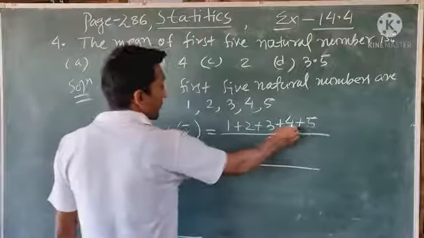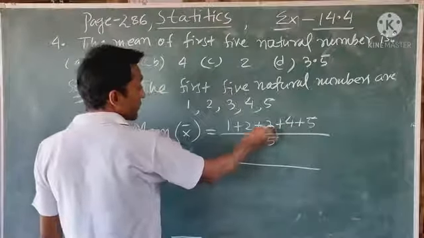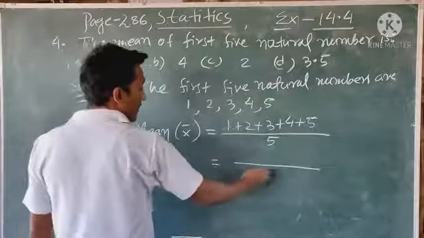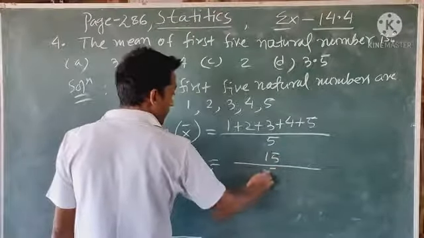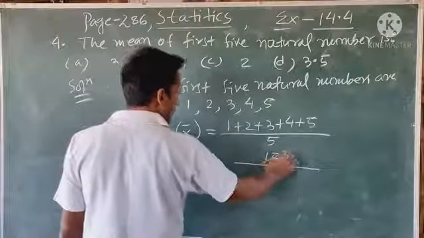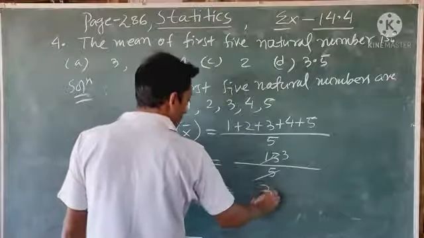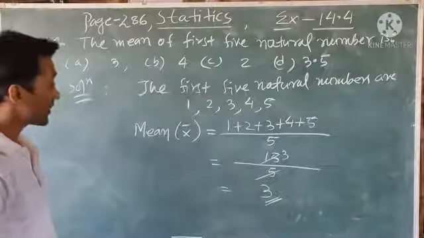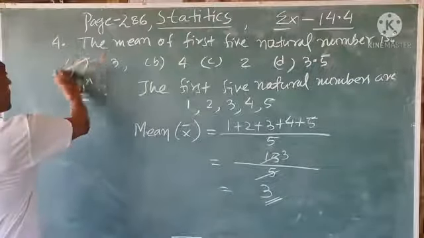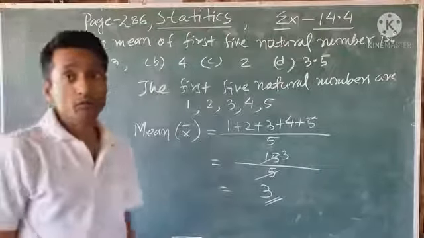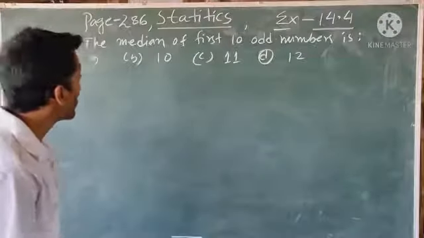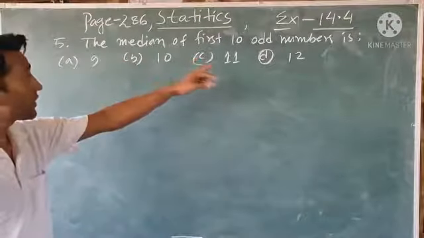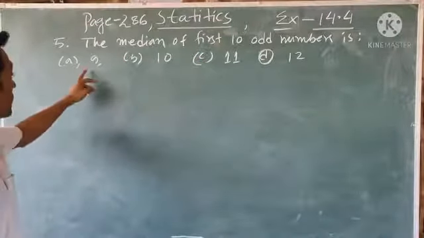How you find average, in the same way you can find mean. 5 plus 4 is 9, 9 plus 3 is 12, 12 plus 2 is 14, 14 plus 1 is 15. 15 by 5, you know 5 threes are 15. So the mean of first 5 natural numbers is 3. So A is your correct option. Now you see the next question. The median of first 10 odd numbers is. Which is your correct option?